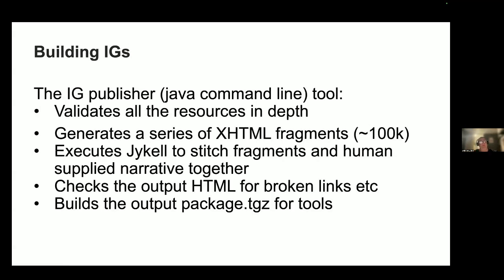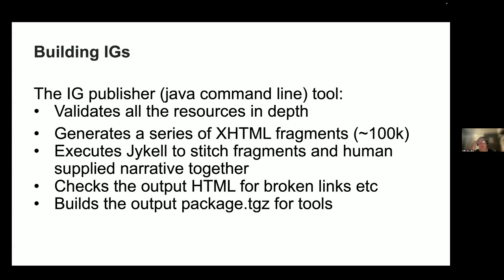And then we provide, which I author, the IG publisher. It's a Java command line tool that basically takes all the inputs in the form of resources and validates them as deeply as we know how for quality and consistency for implementers. Then the publisher generates a massive series of XHTML fragments, all different kinds of views of those resources, and there's 100,000 plus of those. And then it uses Jekyll, which is a website builder, to stitch all of the fragments and the human-supplied narrative together using a template that controls all of the assembly.